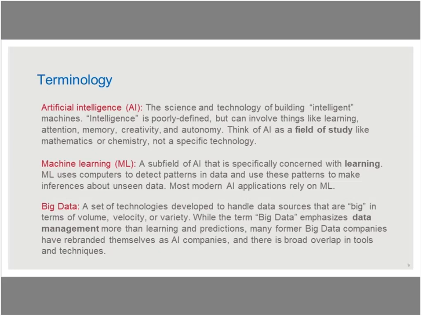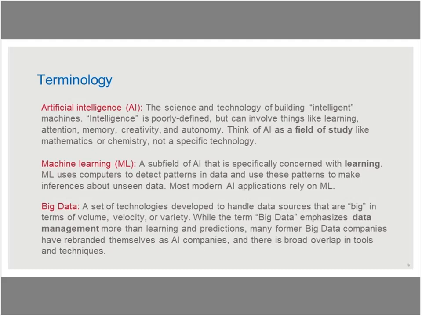Machine learning, then, we can think of as a subfield of AI that's specifically concerned with learning. So AI was there long before machine learning was. AI started up in the 1950s or so. Machine learning has been talked about since about the 1980s and has become a lot more prominent recently. The goal in machine learning is to use computers to detect patterns in data and use those patterns to make inferences about unseen data. Most modern AI applications rely on machine learning, but as I mentioned, this hasn't always been true in the past, and it may not always be true in the future.